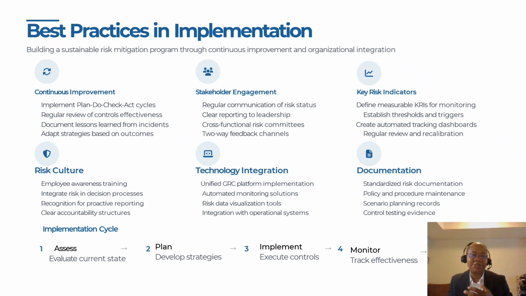The second approach is regular review of your controls' effectiveness. As you put things in place, you want to see how effective they are. And if they are not effective, you need to take corrective actions. Then you document lessons learned from incidents. The lessons learned document becomes a reference point for the future. Then you can adapt and change your strategies based on the outcomes of your lessons learned from the system or from across the landscape.